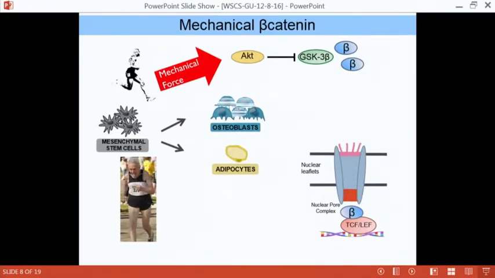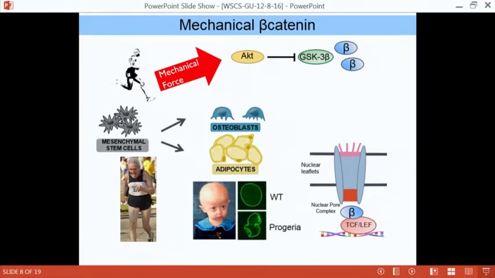When we get old, however, not only do our MSCs become more adipogenic, but their mechanosensitivity is also decreased. We don't have to wait for years, however, to have insensitive MSCs. In a pathology case of aging called progeria, patients again show reduced mechanosensitivity and increased adipogenesis. And one of the etiologies of progeria is this misshapen nucleus.